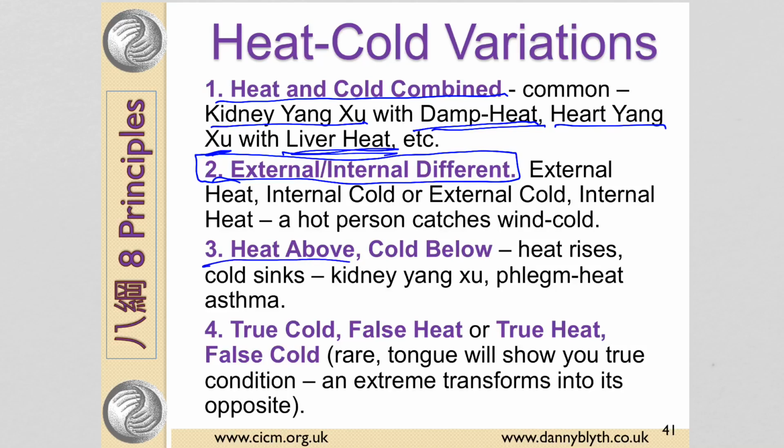You can have heat above and cold below. Heat tends to rise, cold tends to sink. So we see this, for example, with the kidney not receiving the qi, kidney yang deficiency, which is a coldness, and phlegm heat in the chest. We see this a lot with asthma.